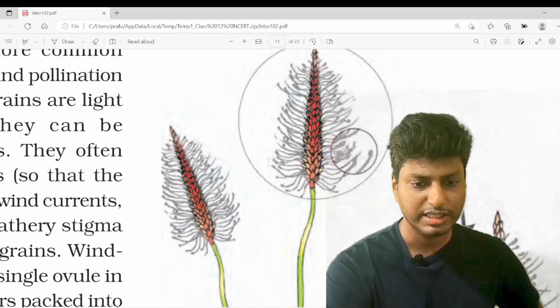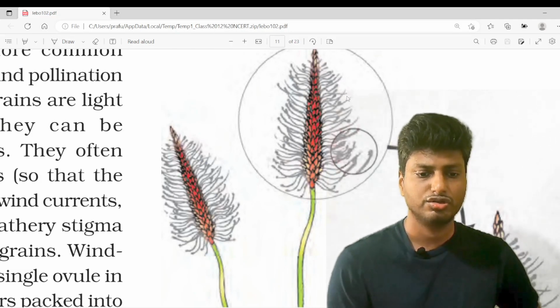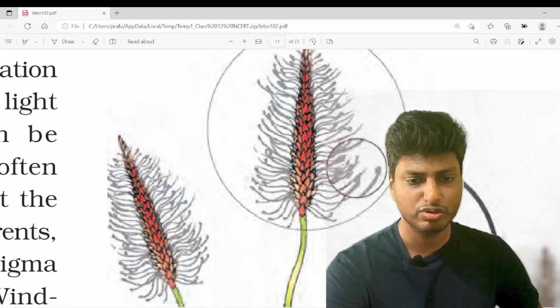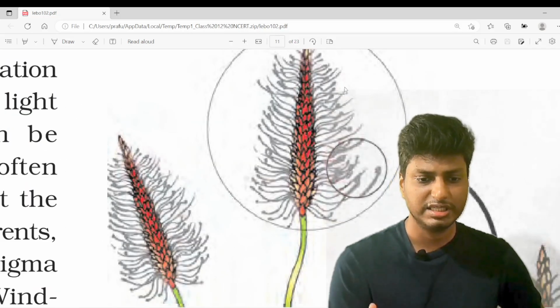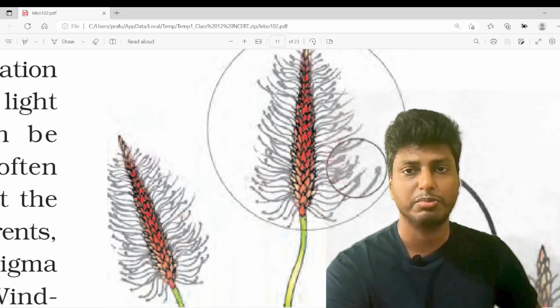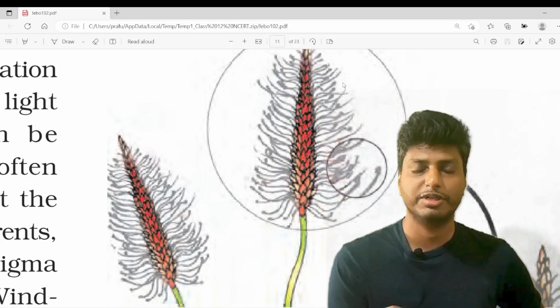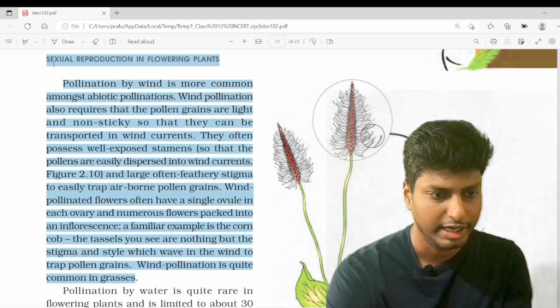In between you can see there are certain stigmas also. The stigmas are the feathery stigmas. Let me zoom in. Some of the stigmas you can see in between. These are basically the feathery stigmas, they are like feathers. This entire paragraph, let me highlight for you all so we can read carefully.